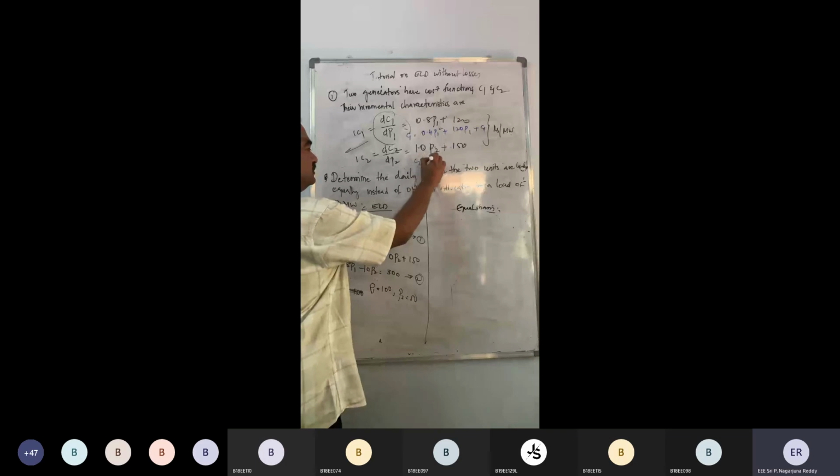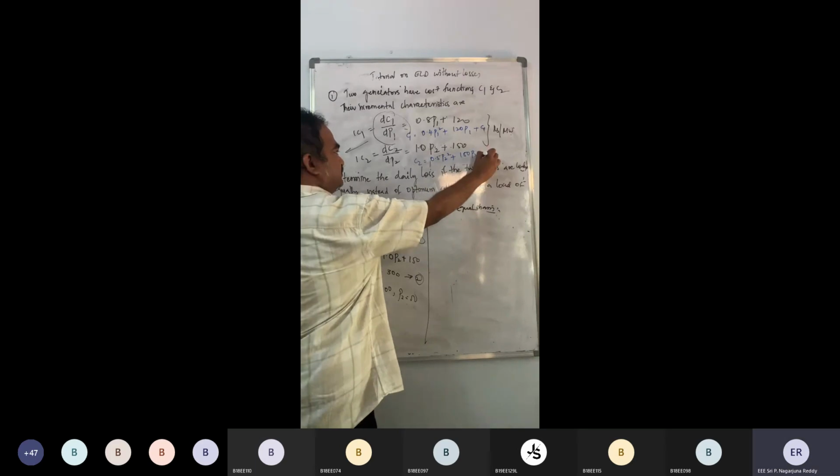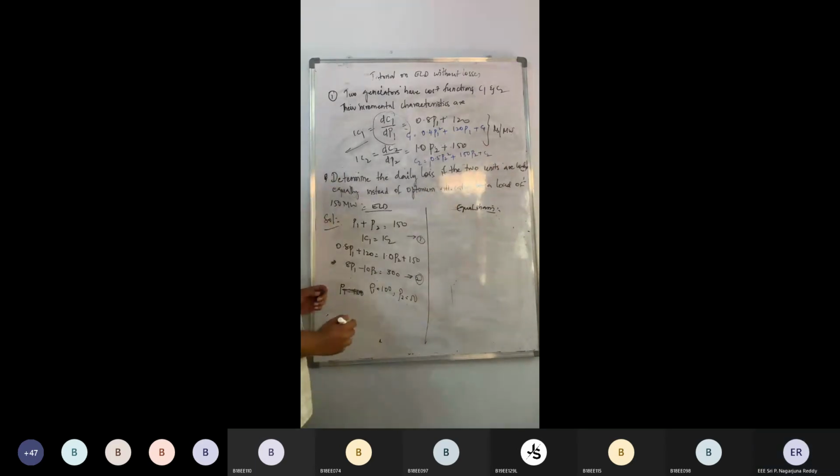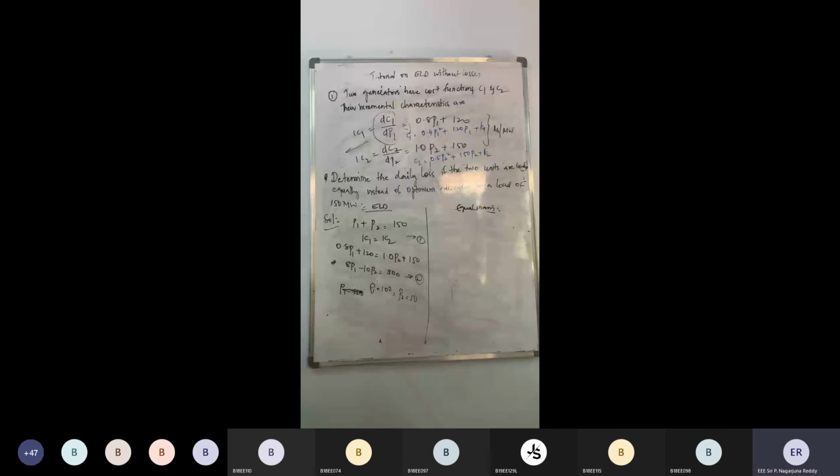For this one, 0.5 P2 square plus 150 P2 plus K2. K1 and K2 are some constant terms. Now, substitute P1 and P2 in these equations and you will get the total cost. C is equal to C1 plus C2. Substitute P1 equal to 100 and P2 equal to 50, and you will get the total cost.